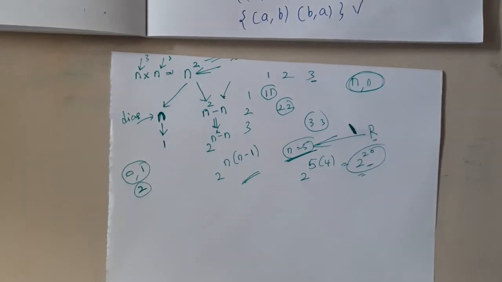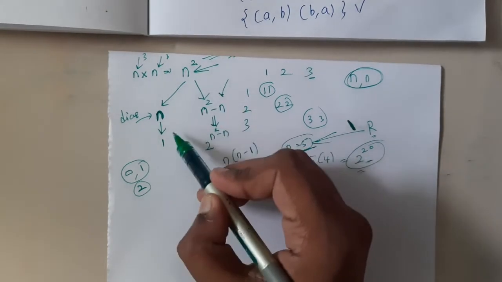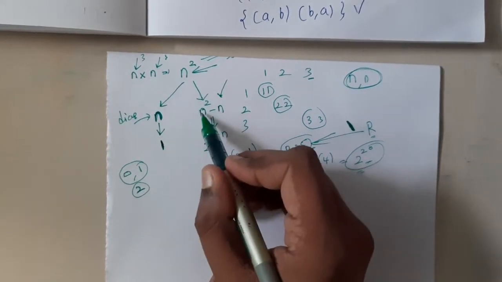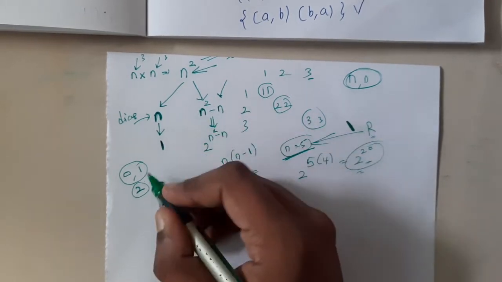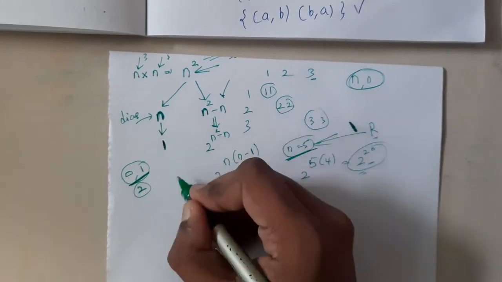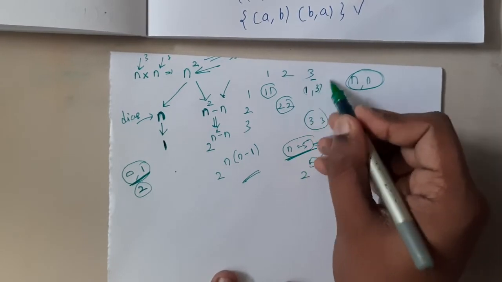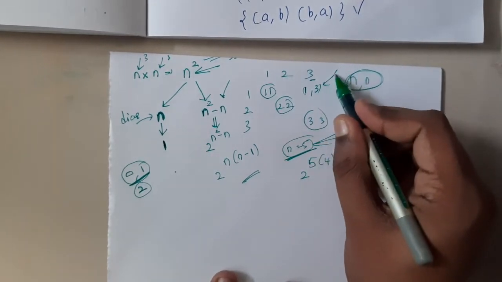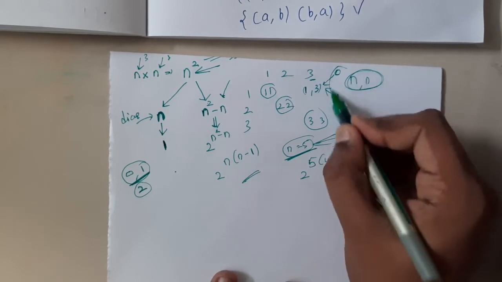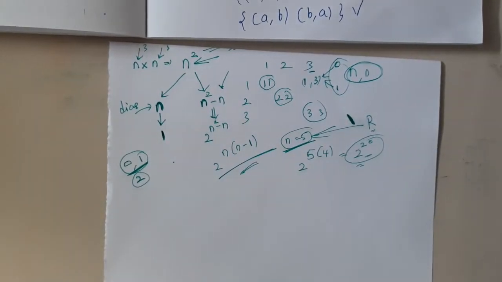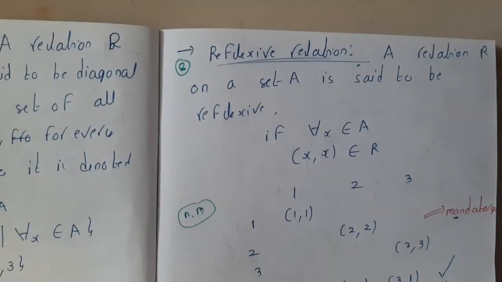The only concept here is that the diagonal elements are mandatory, so there are no chances of any combinations. But when it comes to the n square minus n items, there are two chances for each one of them. If you take a small example, here it is 1 3, right? 1 3 can either not exist or it can exist. So it has both possibilities. That is the reason why I wrote 2 power. Now you got an idea, right? This is the whole concept of reflexive, guys.